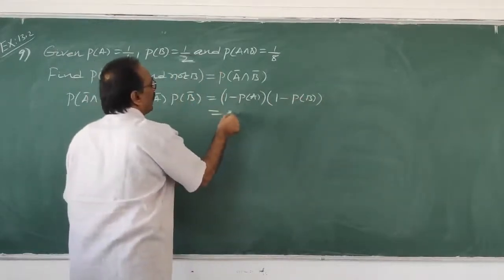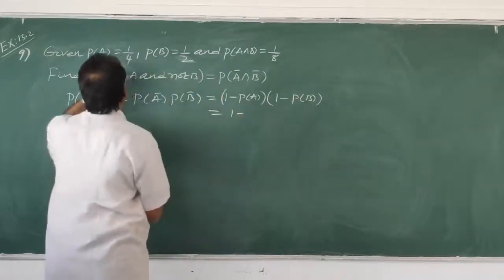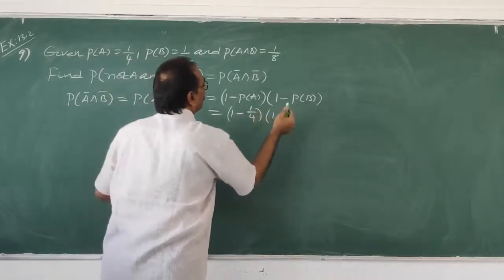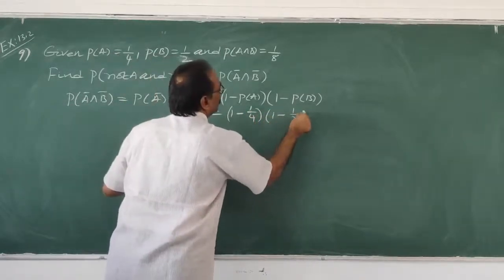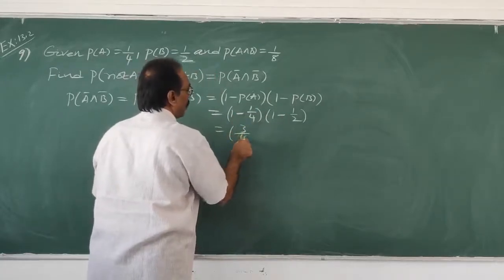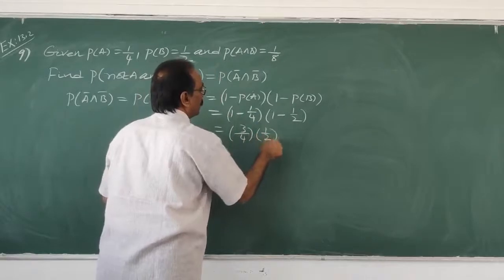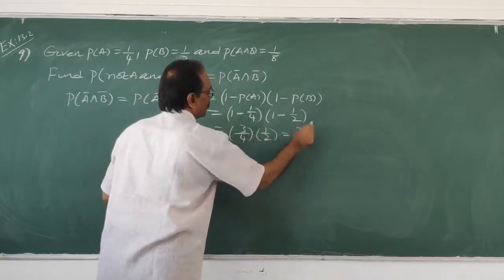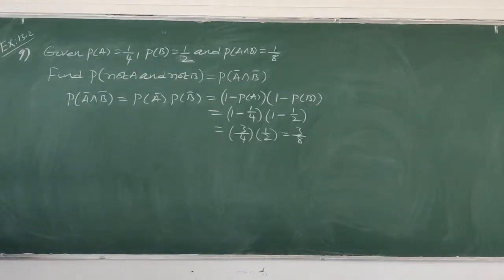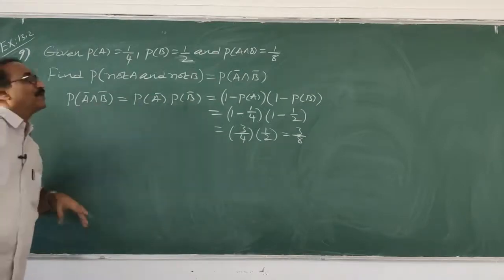Okay, sir. Now what is 1 minus P of A? P of A is 1 by 4, so 1 minus 1 by 4, into 1 minus P of B, 1 by 2. So how much do we get, sir? 4 minus 1, 3 by 4, into 1 by 2, which gives 3 by 8. So the answer to problem number 9 is 3 by 8. Problem is over.